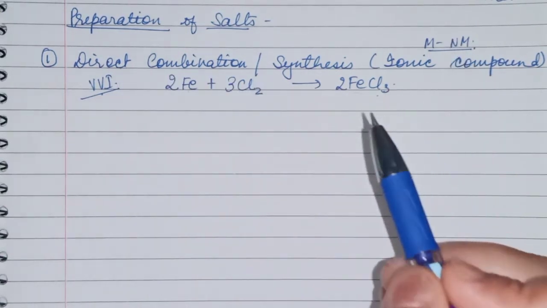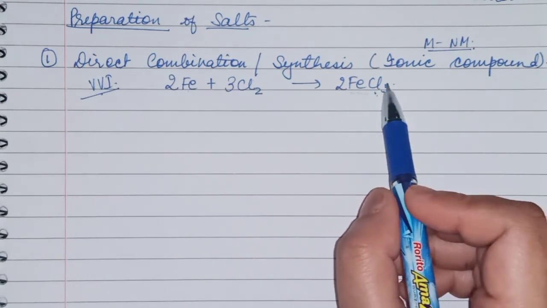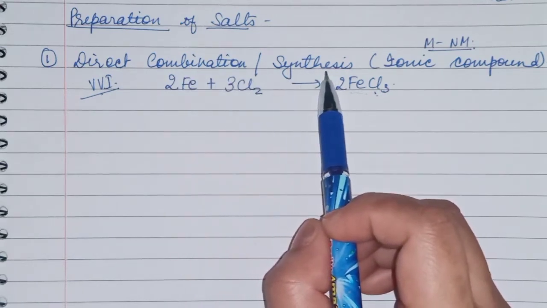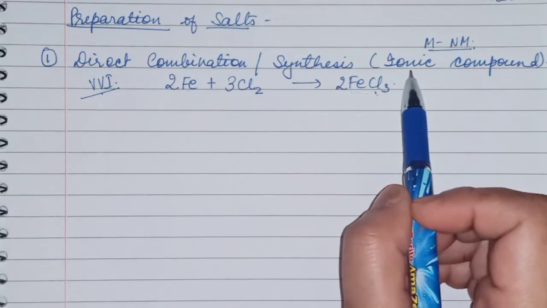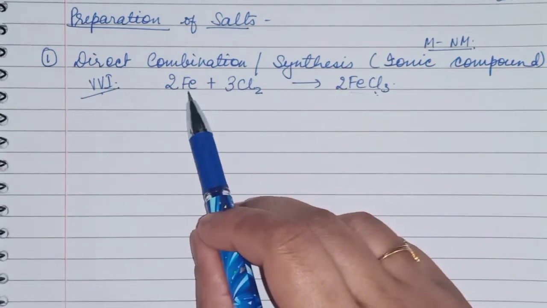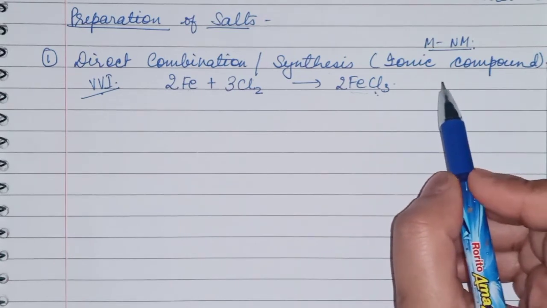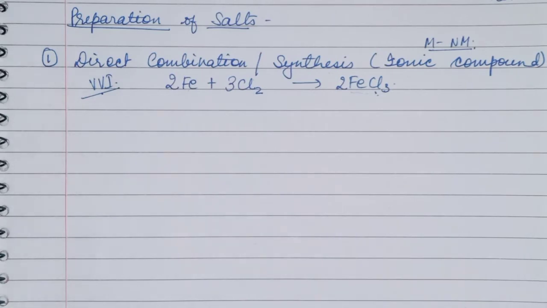Children, keep it in your mind that wherever FeCl3 is forming, it is formed only by direct combination. It is never formed by any other method. Okay, that's why you have to remember this. It is formed by iron and chlorine. And one more example of FeCl2 is also there. FeCl2 is not formed by direct combination.